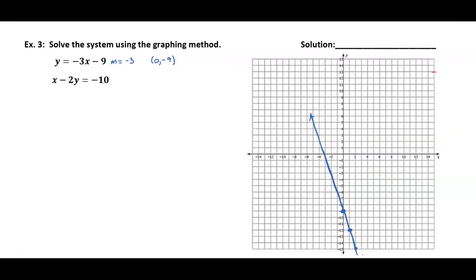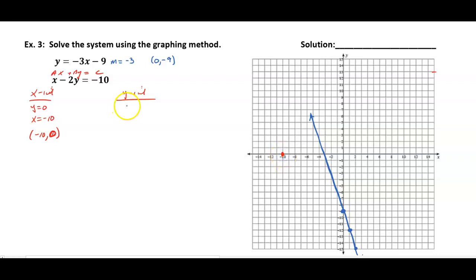For my second line, it is probably best, because this is in standard form, ax plus by equals c form. And if I look, c is divisible by a and b. So using the x-intercept and the y-intercept would be the best method. To find the x-intercept, I'm going to let y equal 0. That'll leave me with x equals -10. So my x-intercept is -10, 0.